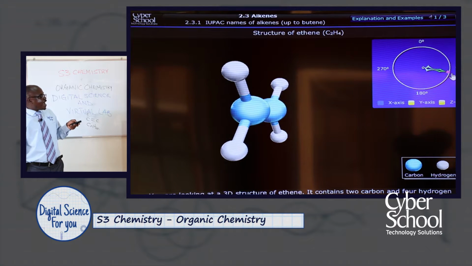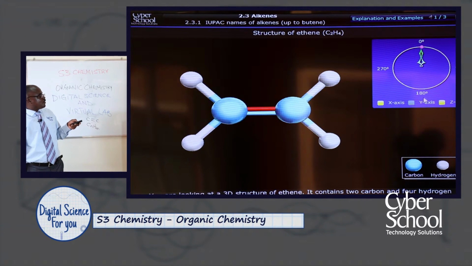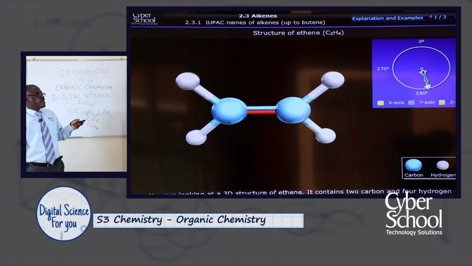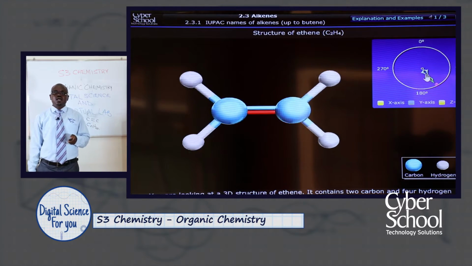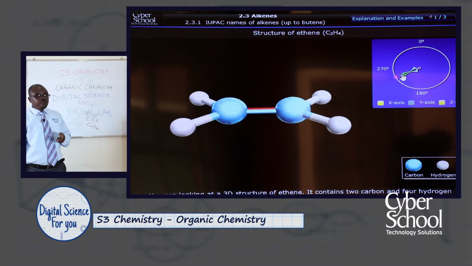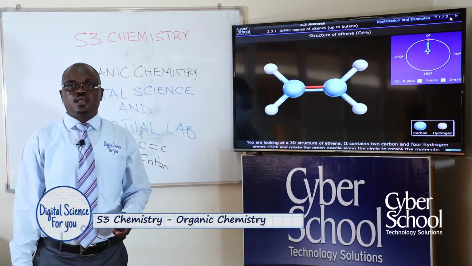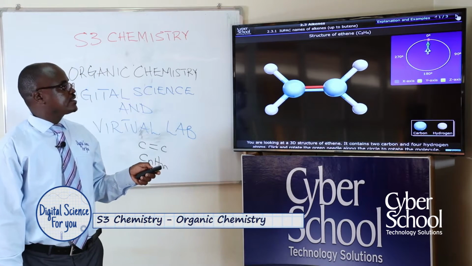Can we use the y-axis? Y-axis to look at the structure of ethene. We rotate it. That is the structure of ethene. It contains two carbon atoms and 4 hydrogen atoms. Let's go to the structure of other alkenes.